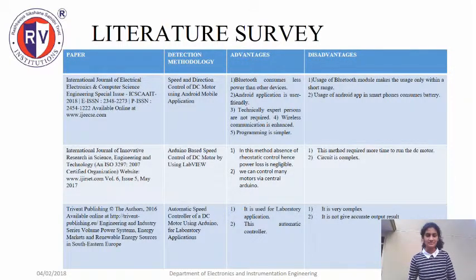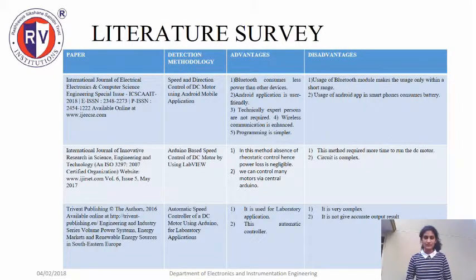This is the literature survey. These are the papers we referred to for the information put in. Paper 1, International Journal of Electrical, Electronics and Computer Science. The detection methodology is speed and direction control of a DC motor using an Android mobile application. The advantage is that Bluetooth consumes less power than other devices. The Android application is user friendly, but it also has its own disadvantages. The usage of a Bluetooth module allows only a short range, and using an Android app in smartphones consumes battery.